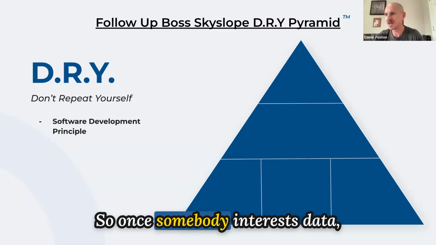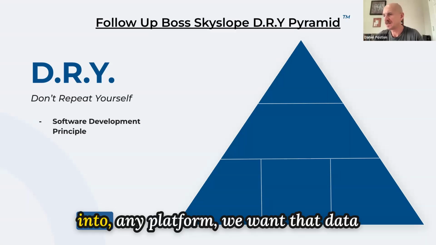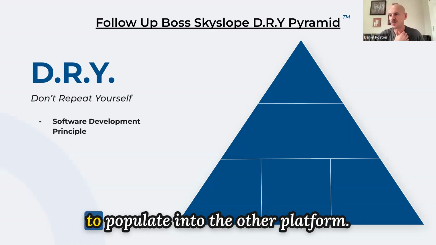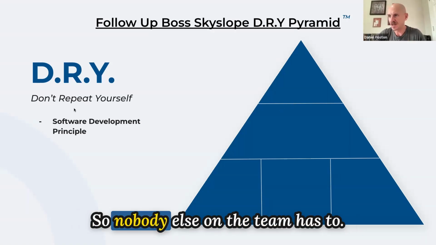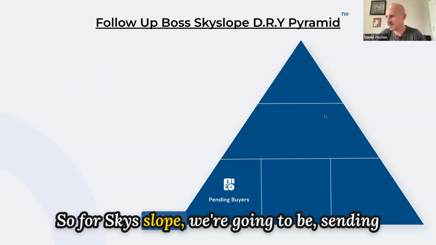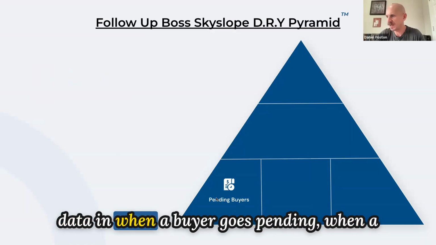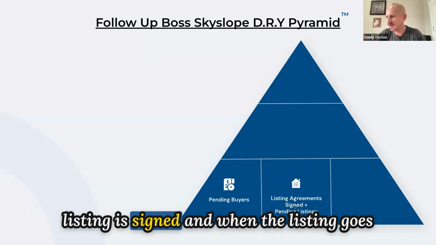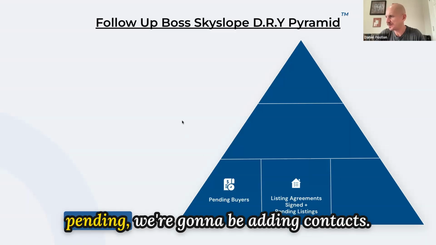Once somebody enters data into any platform, we want that data to populate into the other platform so nobody else on the team has to re-enter that data. So for SkySlope, we're going to be sending data in when a buyer goes pending, when a listing is signed, and when the listing goes pending. We're going to be adding contacts.